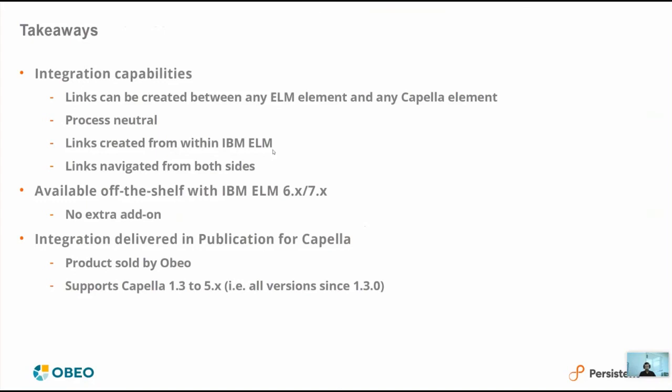The links are always created from IBM ELM to Capella model elements and not the other way around, but they can be navigated from both sides back and forth. All that is available off the shelf with IBM ELM 6 or 7. There is no need for an extra add-on on the IBM ELM side, but of course you need to buy publication for Capella, which is a product sold by OBU, and which supports Capella 1.3 to 5, that is to say all the versions since Capella 1.3. Okay, that's all for the summary.